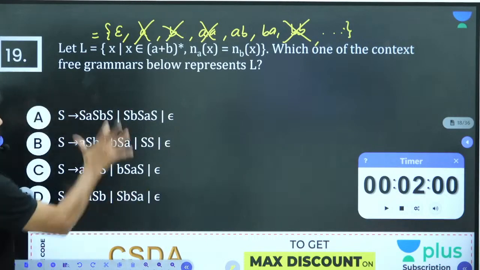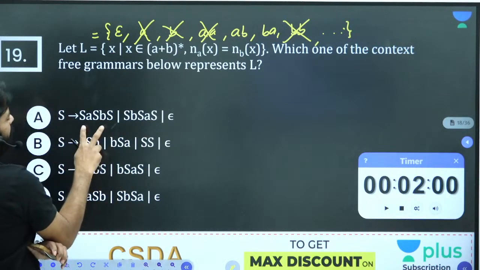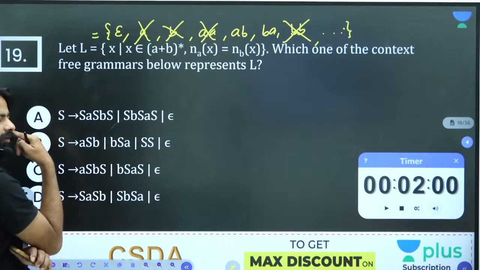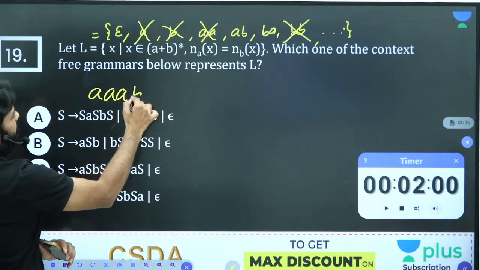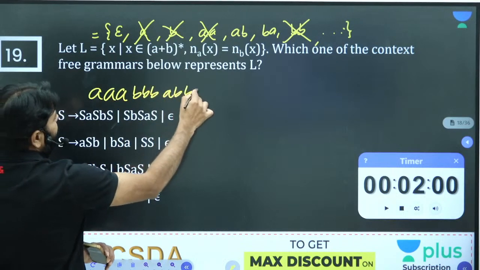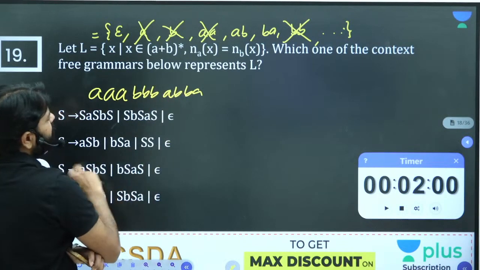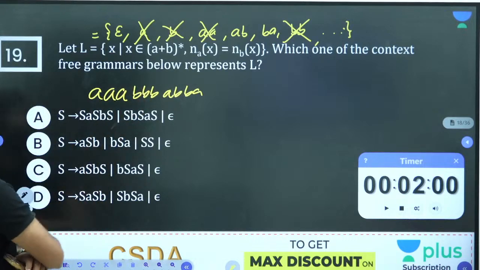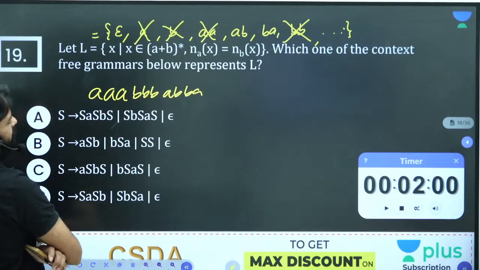Now, if you look at these 4 grammars, epsilon is possible here, and AB is possible, BA, and whatever string you ask. Let's say I want triple A, triple B, AB, BA, and this has equal number of A's and B's, 5 A's and 5 B's. Can you generate it from here? You can check here. How do you want to generate? Is it possible or not?